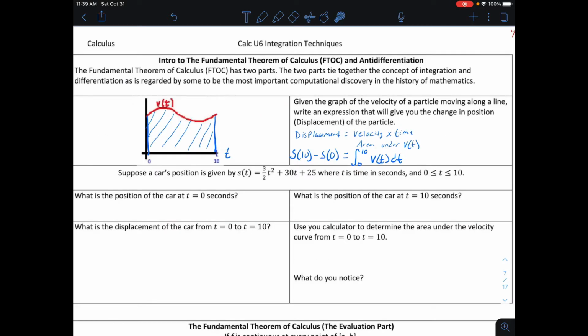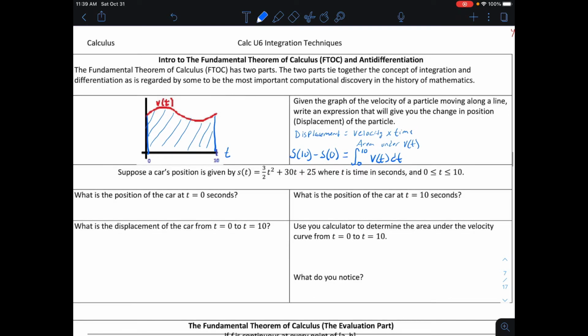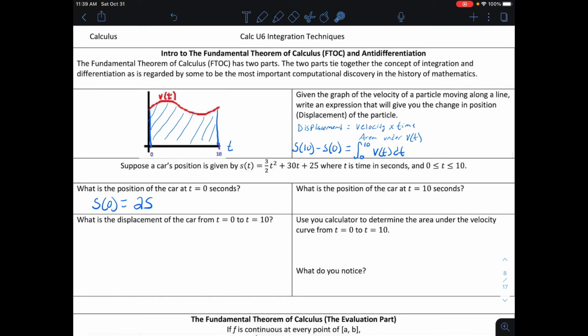All right, let's look here at this next part. Suppose a car's position is given by this expression here, where t's in seconds, and we're looking at the closed interval from 0 to 10. I want to figure out, well, what is the position of the car when time is equal to 0? So the position when time is equal to 0, I would simply just put 0 into that equation that's given, and we get 25. And the next part, what is the position of the car when time is equal to 10? I would just go put in 10 for the t in for all of that. So I'd go find s of 10. We plug in 10, and we wind up getting 475.